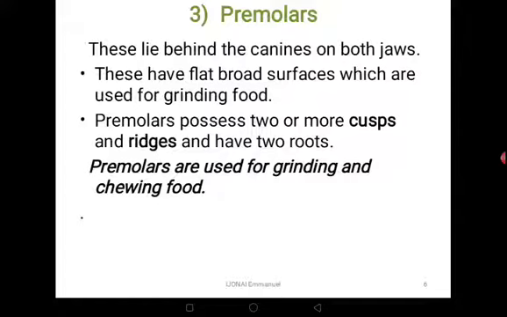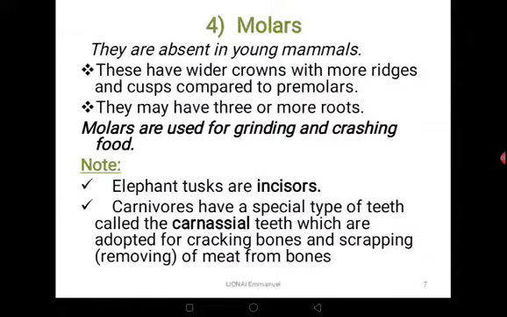And usually found on the upper and the lower jaw, and they have a flat, broad surface, which is used for grinding food. Premolars possess 2 or more cusps and ridges and have 2 roots. Premolars are used for grinding and chewing food. So usually these ones are larger in size, and their major function is for chewing. They are larger and flatter, and they have ridges and cusps, which are usually used for chewing and grinding of the food. And then we have the molars.